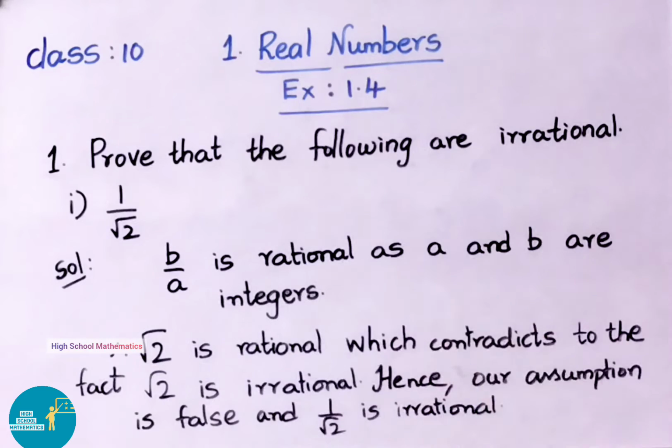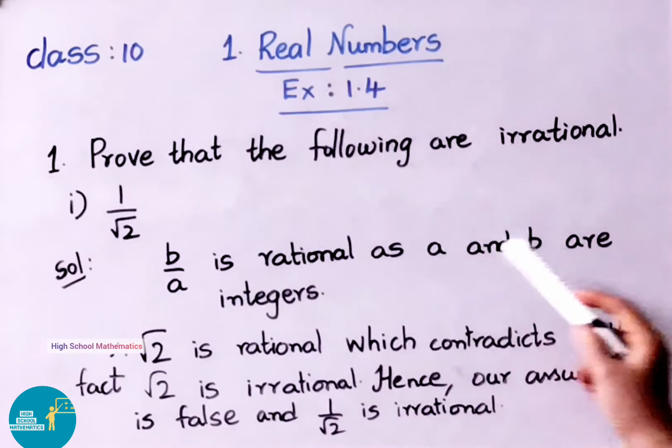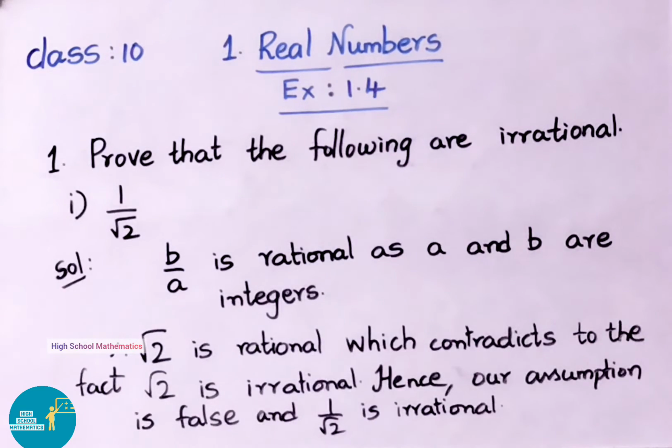Here B by A is a rational number. Why? Because A and B are integers. Therefore square root of 2 is rational, we got, but this contradicts the fact that square root of 2 is an irrational number. Hence our assumption is false and 1 by square root of 2 is irrational.